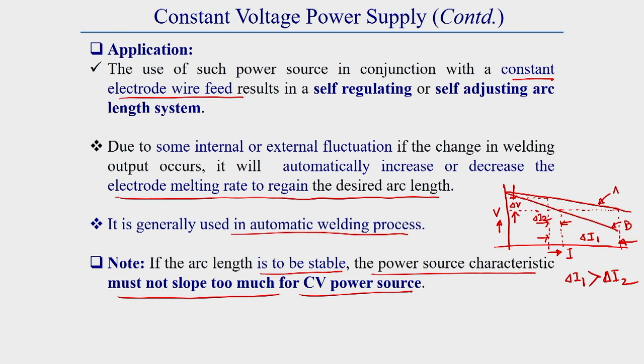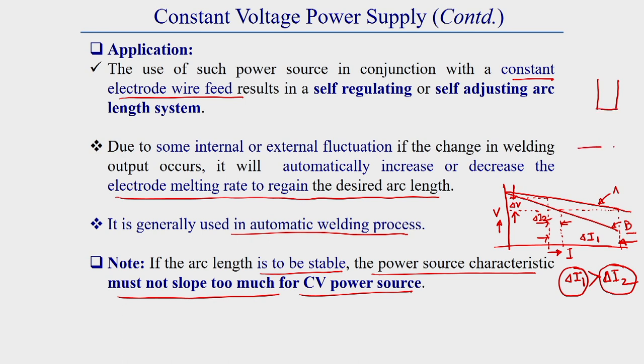From here, what you can observe: if the slope is more, as observed in case of power source B, then the change of current is small. Whereas if the slope is less, the current change is comparatively very high. So if the current change is high, then what happens to the arc length? Let me show it a little bit, then it will be more clear.